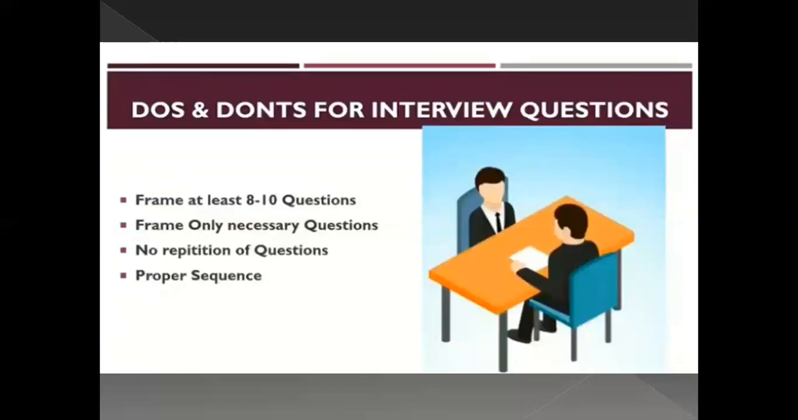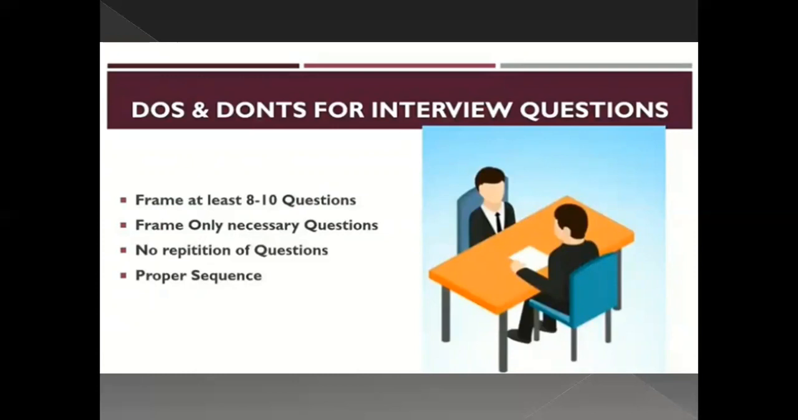First, when framing questions for an interview, you should have a minimum of 8 to 10 questions for the person. Also, those questions should be necessary questions. Don't ask unnecessary or silly questions, or questions which are not related to the topic or the situation you are in. See that all the questions you ask are important and related to the person who is sitting opposite you.